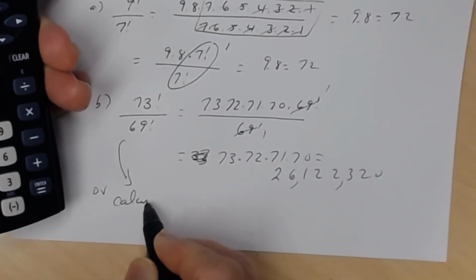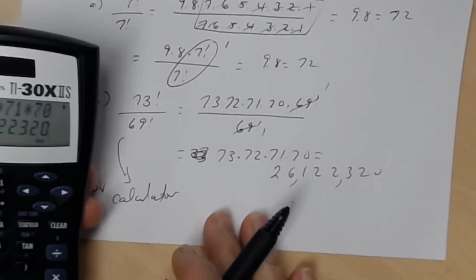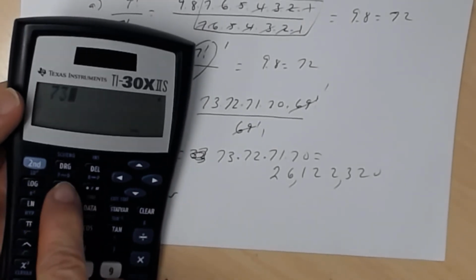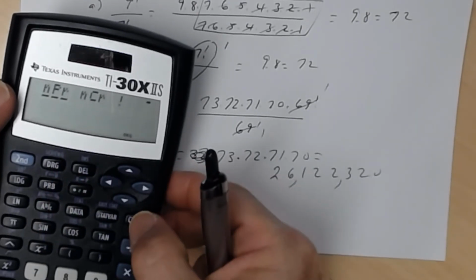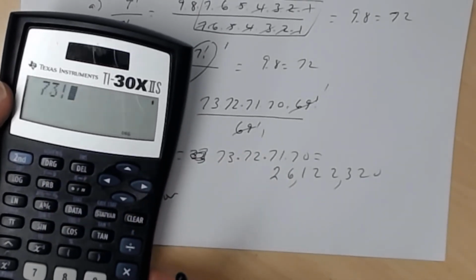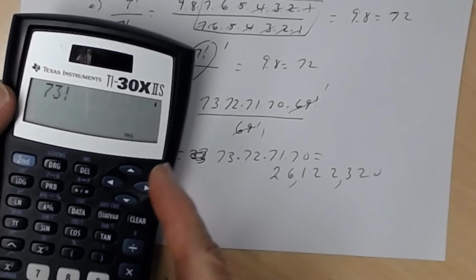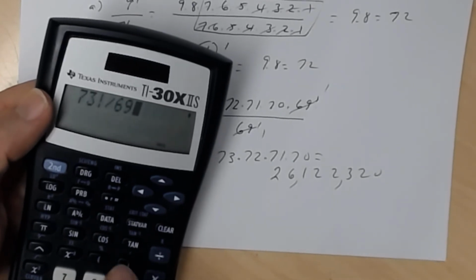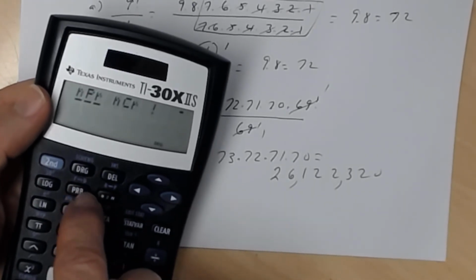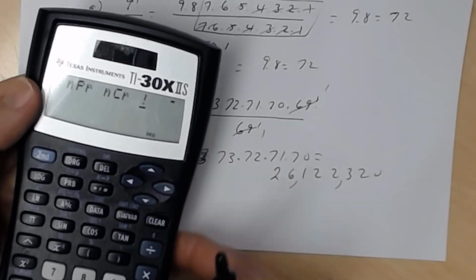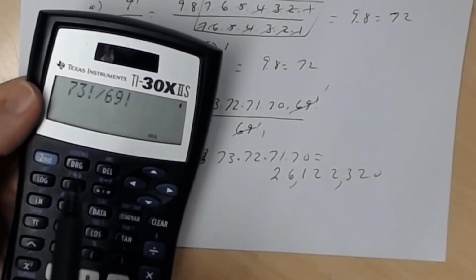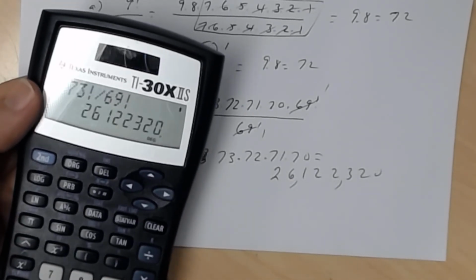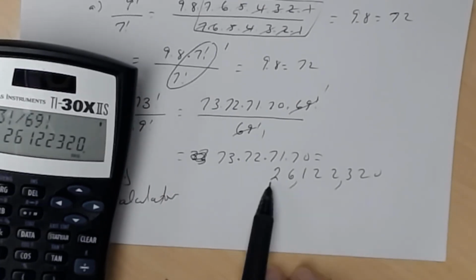If I use the calculator, remember how to do that? You're going to say 73, then probability, and we need the factorial. Press equal. Then what do I do? Press divide, then 69. Do the process all over again: probability, factorial, and there you go. You see 73 factorial divided by 69 factorial. What do I do next? Press equal. You're right. And there we go, that same number right here.